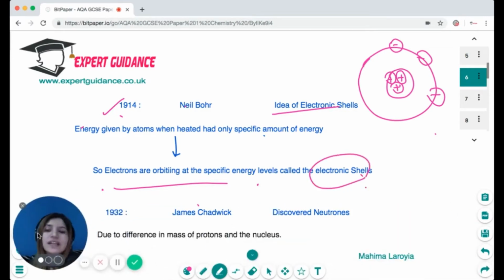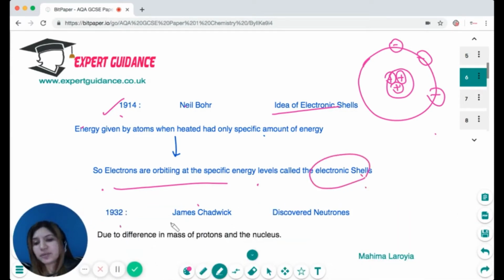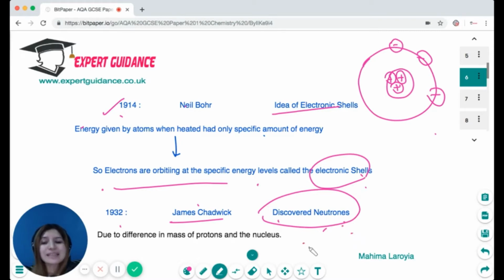Then there was another scientist who came in 1932 called James Chadwick. What was observed was, when they were taking the mass of the electrons and the mass of the protons, there was a mismatch. Although the atom was still neutral charge-wise, there was a difference in masses. So James Chadwick discovered that there's a third subatomic particle present called the neutron, which has no charge, but has a mass similar to that of protons, and that is present inside the nucleus along with the protons.